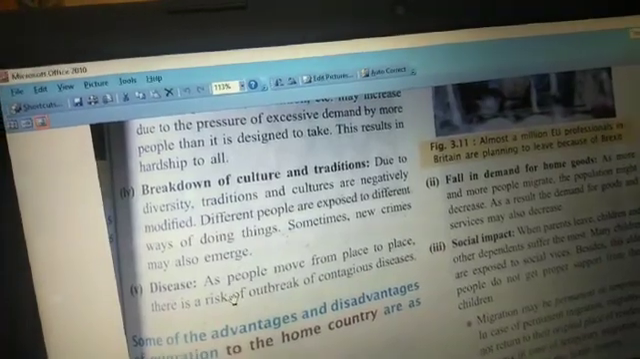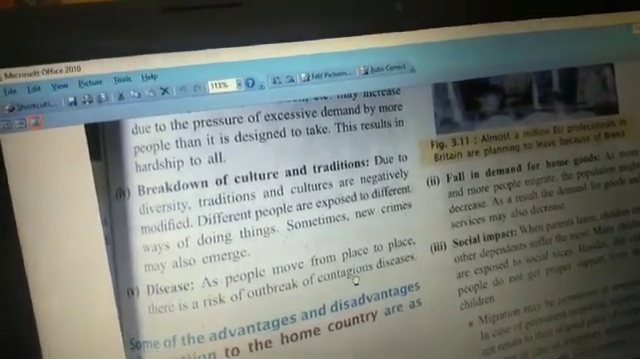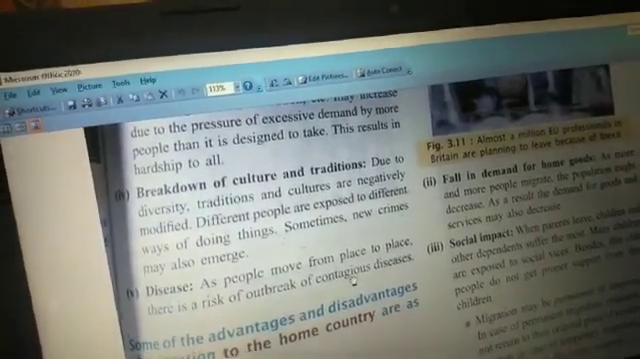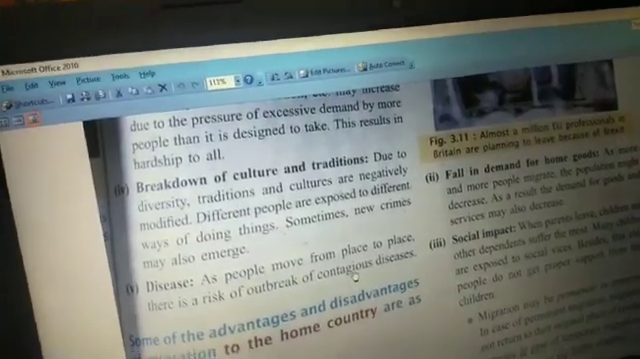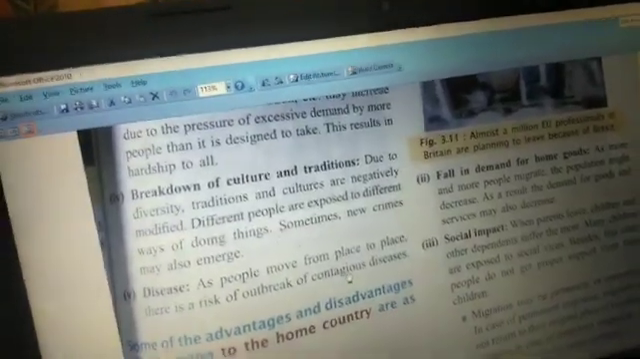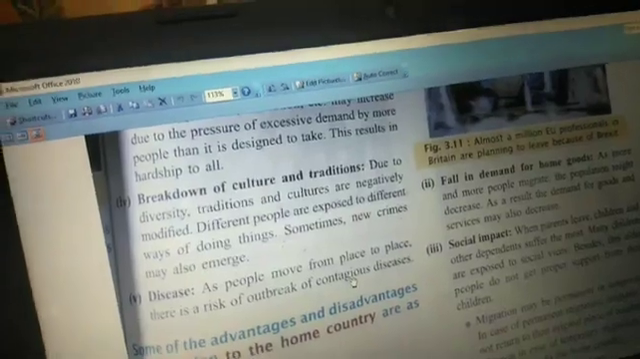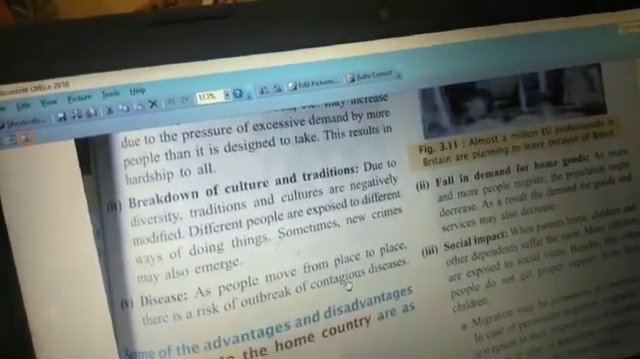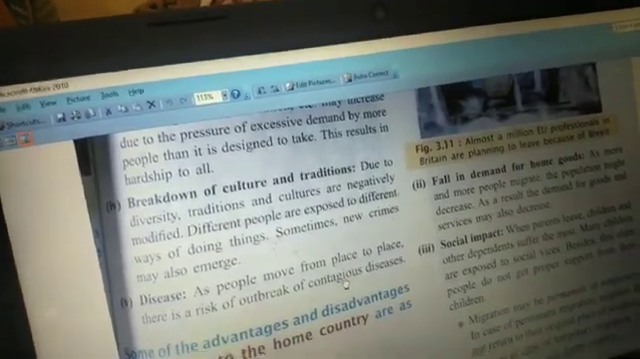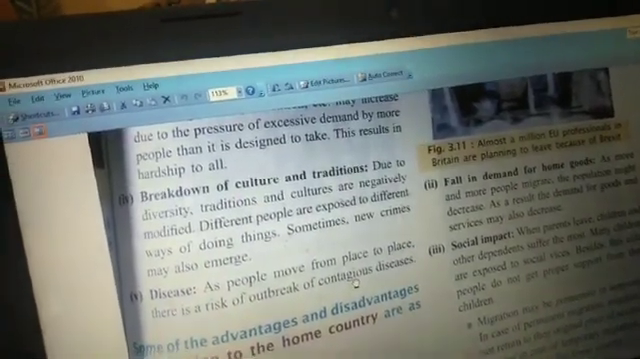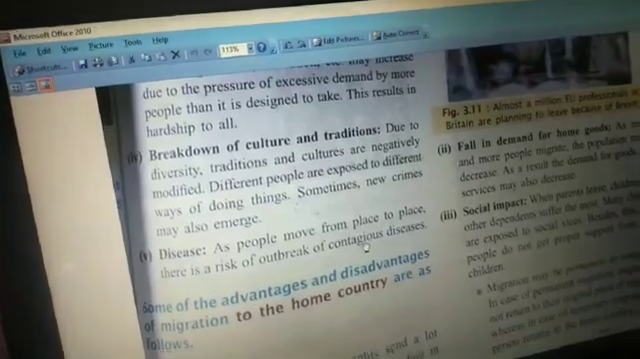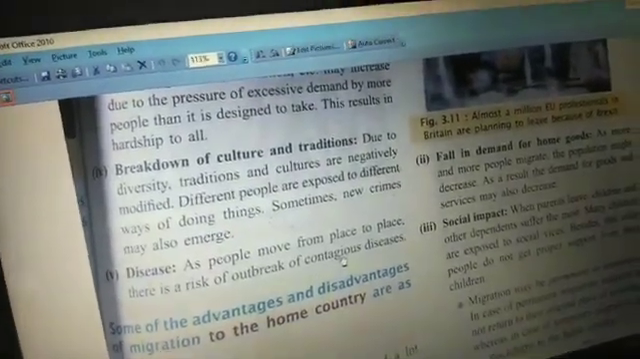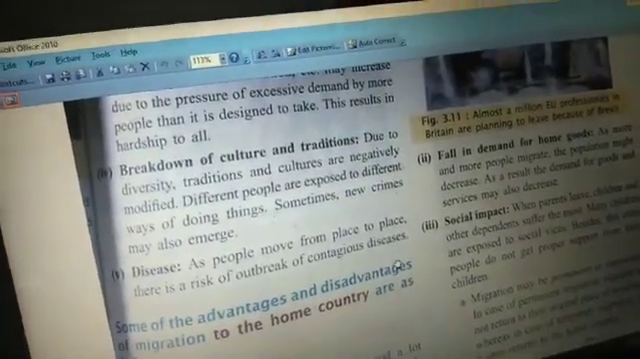The last thing is disease. The disease is nothing but, as you all know, the present situation. One person is getting some disease in one country. If you move to the other country, definitely you will be spreading the same disease to many innocent, unknown people. So in this way, some disadvantages will happen if a person is moving and living in another country.